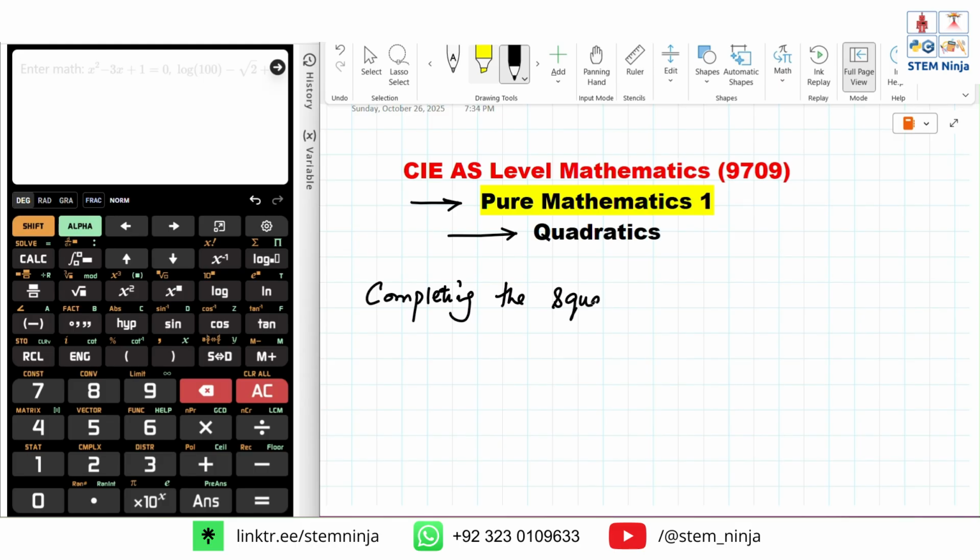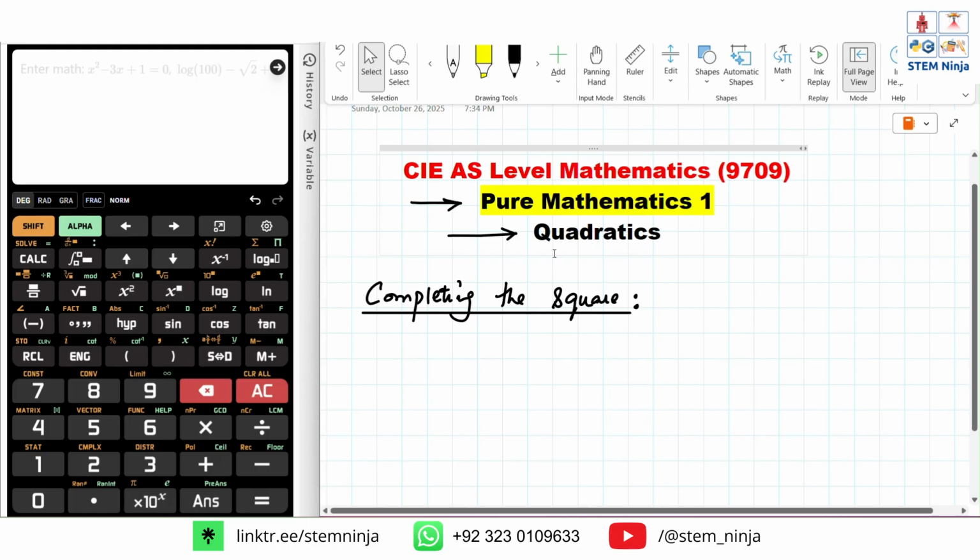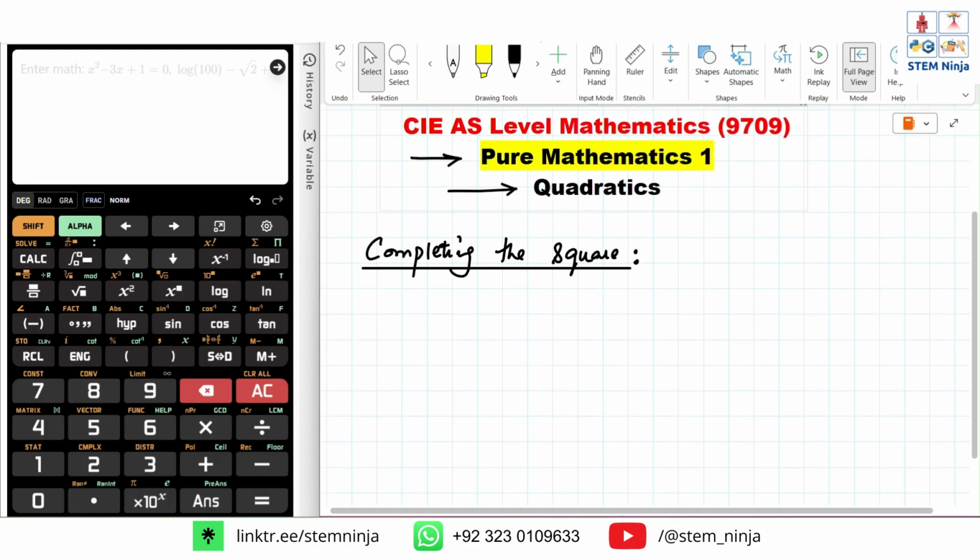Now, we have studied this profusely in O levels and IGCSE, so the concept is not unfamiliar to us. However, I will walk you through different ways we can do that, and we'll do some practice examples also.